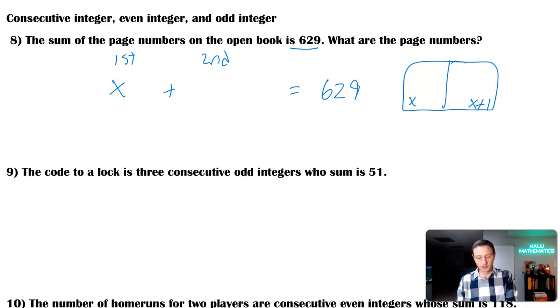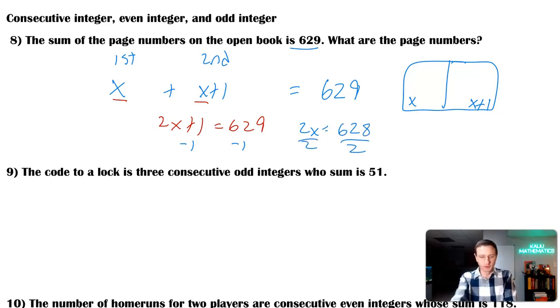So in our situation, we have x, and then the second page is x plus 1, equal to 629, and then we solve. x plus x is 2x plus 1 equals 629. We solve for x by subtracting 1. 2x equals 628, divided by 2. 628 divided by 2 gives x equals 314.